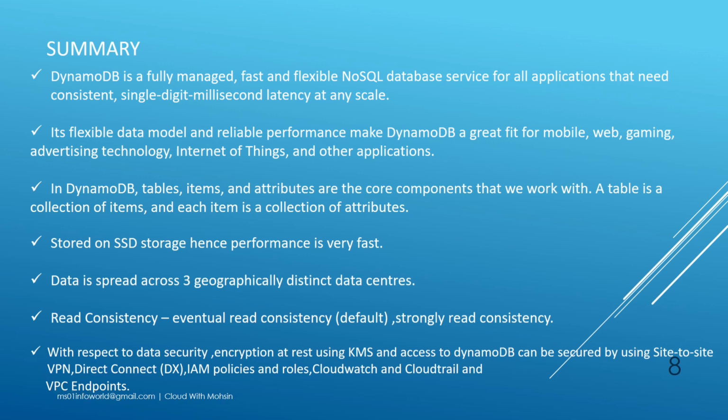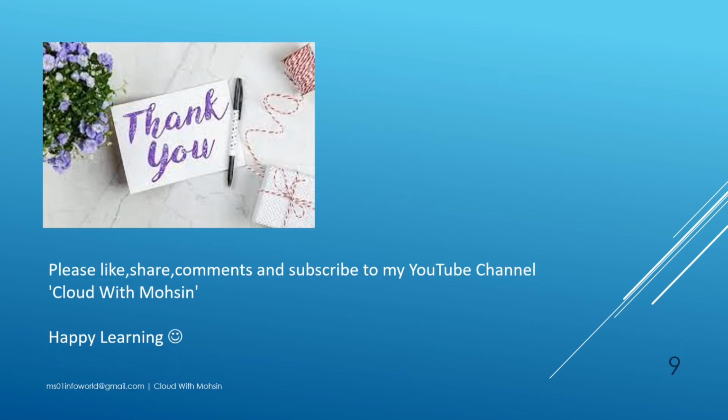Say there is an application hosted on an EC2 instance. Using VPC endpoints, we can allow the EC2 instance to use its private IP. As we know, there are two IP addresses: one is the private IP address, which is internal, and the other is the public IP address. So instead of the public IP address, with VPC endpoints we can allow the private IP address to access DynamoDB. That's all for today, friends.